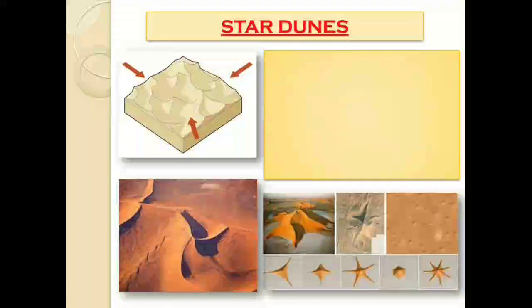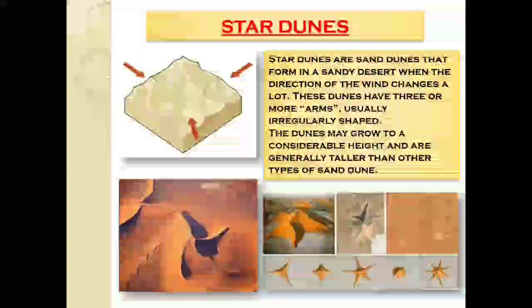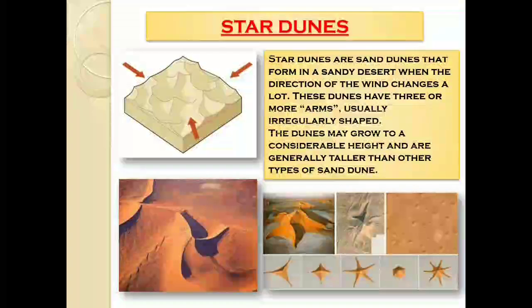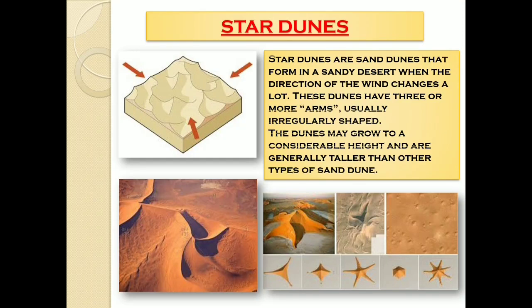Next is star dunes. You can see the diagram. Here is a picture of star dunes. Star dunes are sand dunes that form in a sandy desert when the direction of the wind changes a lot. These dunes have 3 or more arms, usually irregularly shaped. The dunes may grow to a considerable height and are generally taller than other types of sand dune.